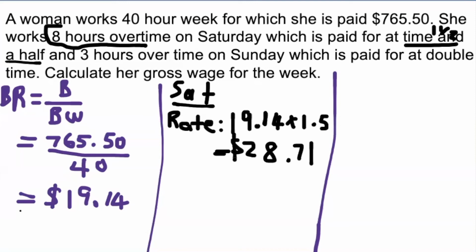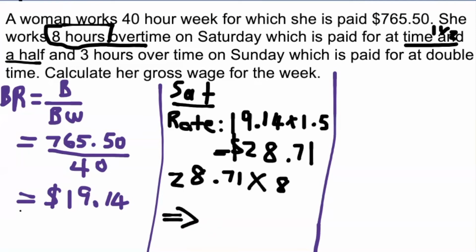So for 1 hour, you'll be paid $28.71. But the person worked 8 hours. So it means to find out the amount that is paid on Saturday, it is $28.71 times the 8 hours. So the amount being paid just for working on Saturday is $229.68. Wow.